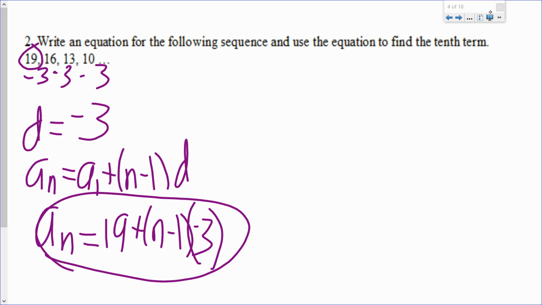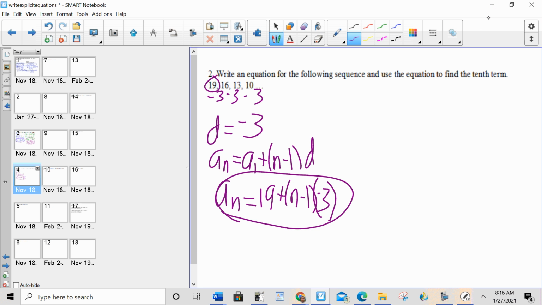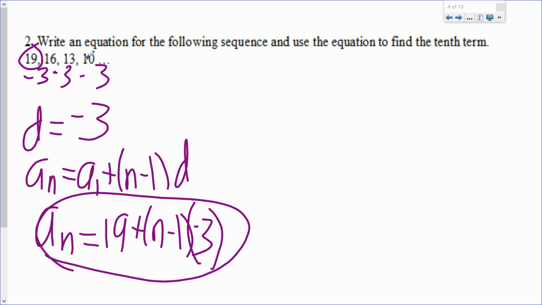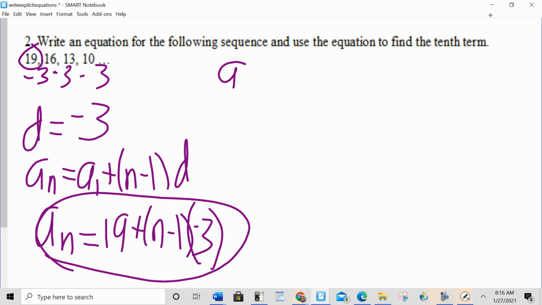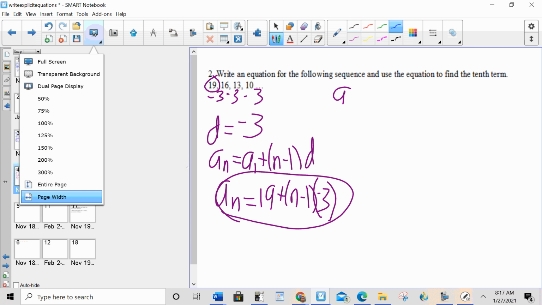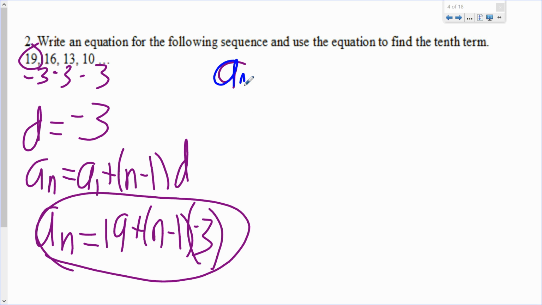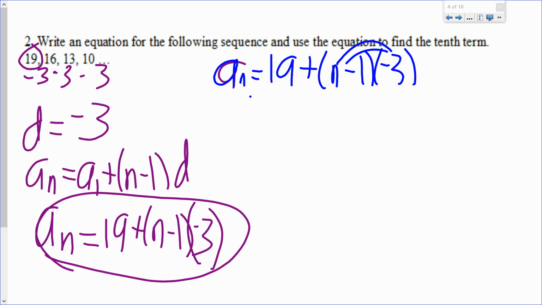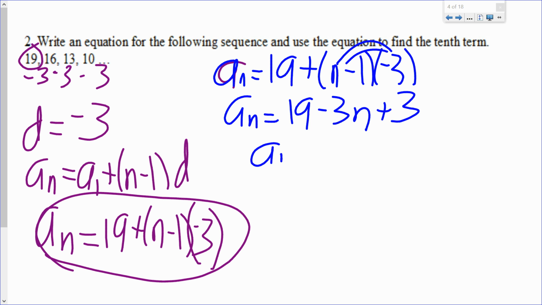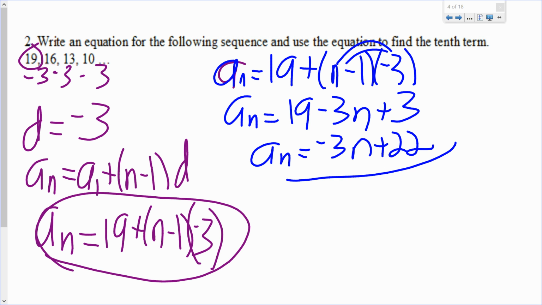However, if it's multiple choice, you might see it in quote-unquote slope-intercept form. So if that were the case, to get that into slope-intercept form, I would distribute. Don't forget to distribute the negative, -3n plus 3. Combine like terms, -3n plus 22.